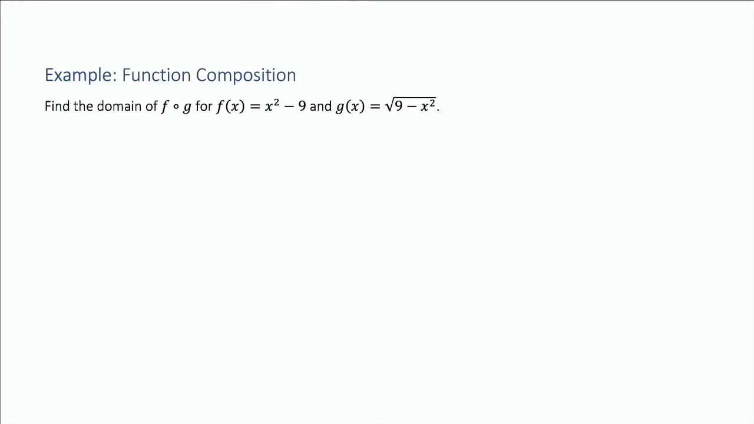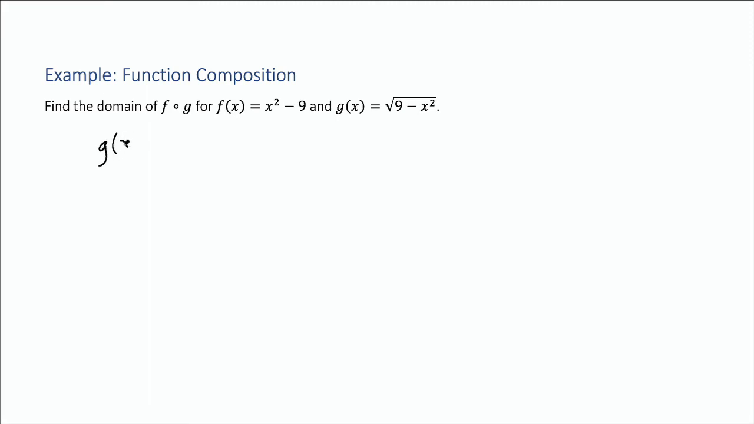Okay, here's an example that's a little bit more involved, and we're going to find the domain. We want the domain of f composed with g for f of x equals x squared minus 9, and g of x equals the square root of 9 minus x squared. So the first thing you're going to want to do for this is simply find the domain of g, because you know that your domain cannot be bigger than the domain of g.